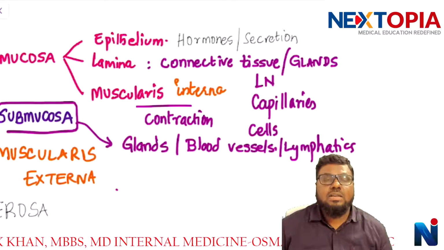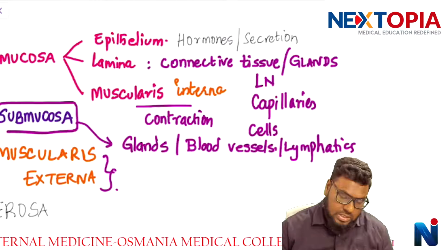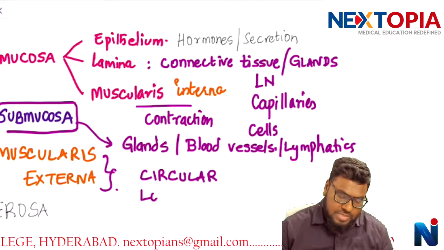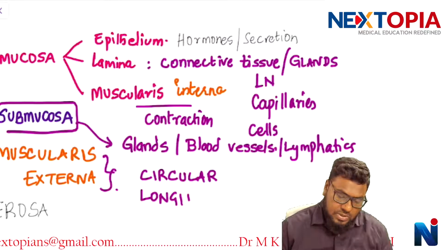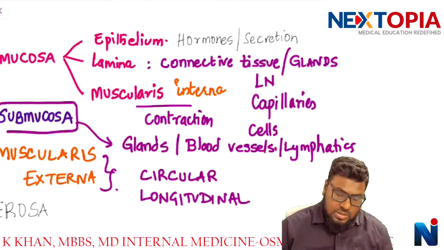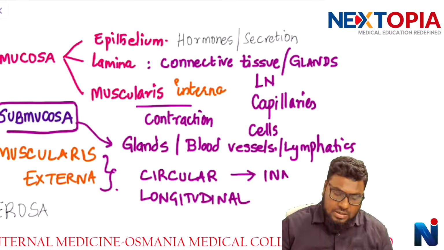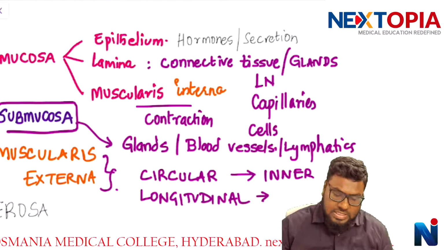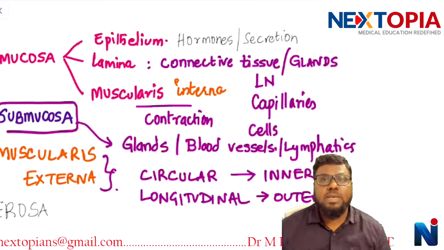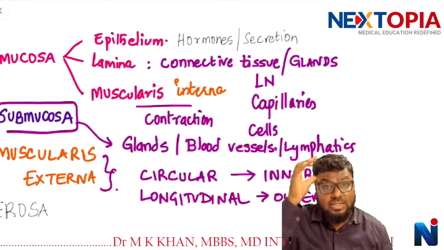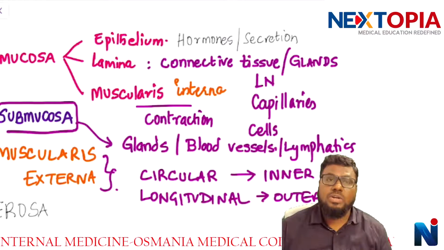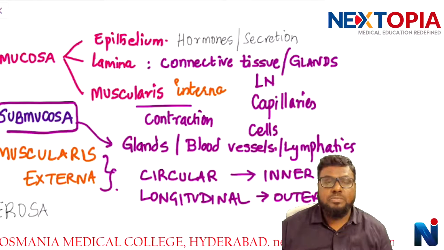The muscularis externa is composed of circular muscles and longitudinal muscles. There are two types of muscles in the muscularis externa. We have got circular muscle and longitudinal muscles. So circular muscles are inner and longitudinal muscles are outer. This is throughout the GI tract. This order is perfectly maintained throughout the gastrointestinal tract. The circular muscles are inner and the longitudinal muscles are the outer layer of the muscle.